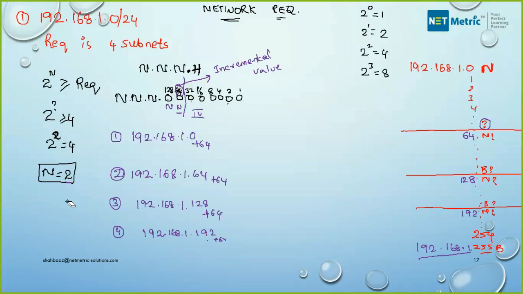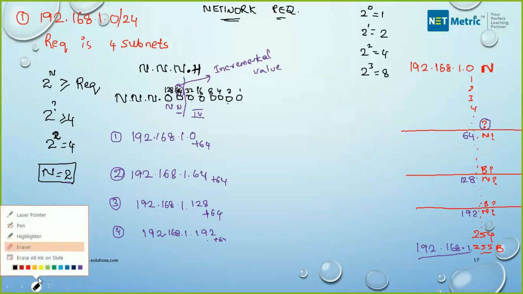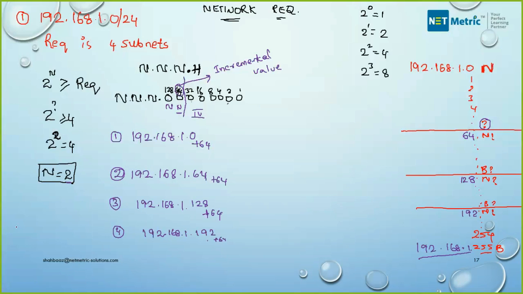Yeah, sorry. I was saying that everything is based on the n value. If n value is 2, then I will use 64. If n value is 4, then the fourth bit value is 16. So I will add by 16.